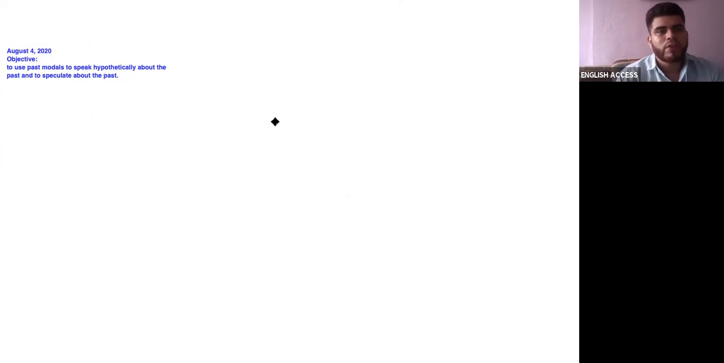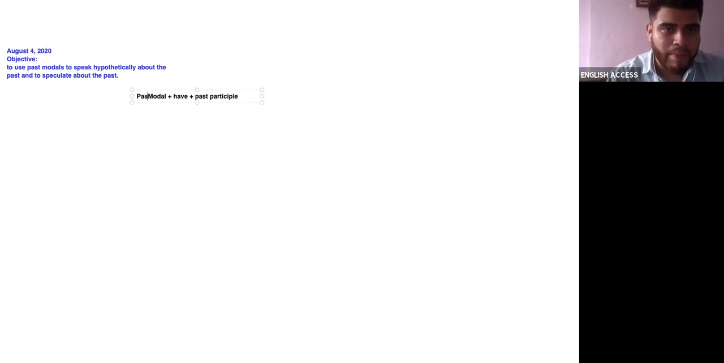So what are past modals? Well, I can divide past modals into two sections, right? A past modal is a modal plus have plus past participle. That is the past modal, okay?